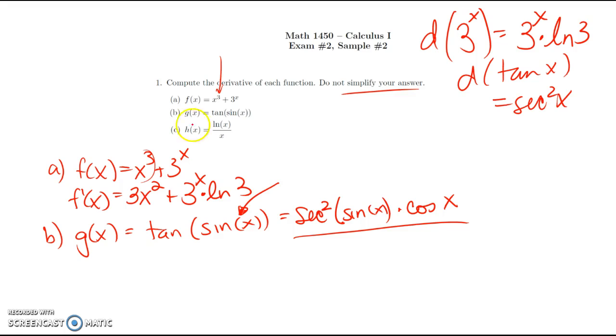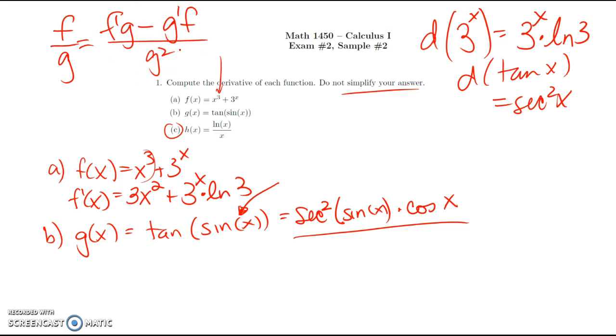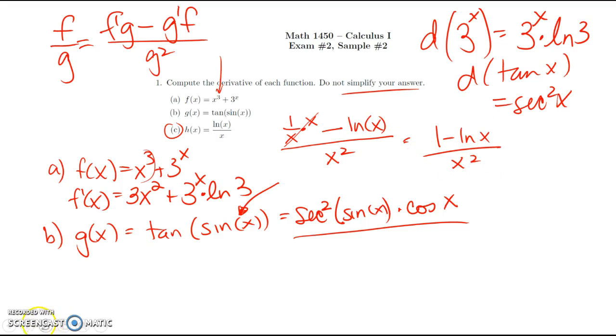Okay? Now, this C uses the quotient rule, which is if you have something f over g, it's f prime times g minus g prime times f over g squared. So let's try that. All right, f prime times g minus this f times the derivative of g, which is 1, all over x squared. If we wanted, those could cancel out. We could write 1 minus the natural log of x over x squared. All right?